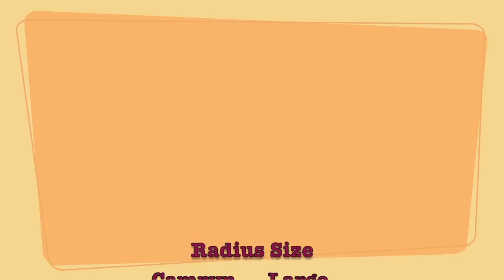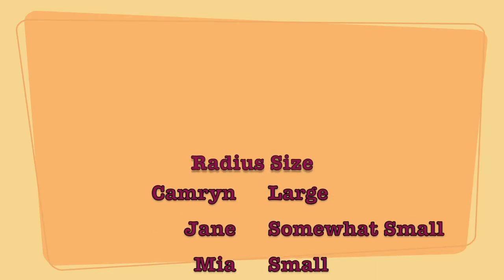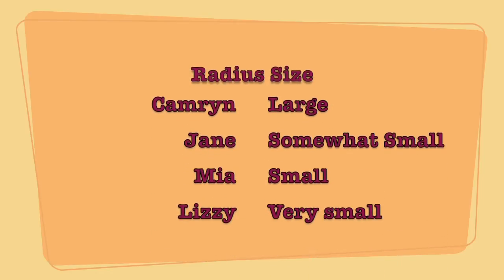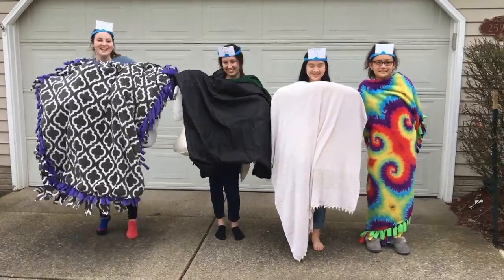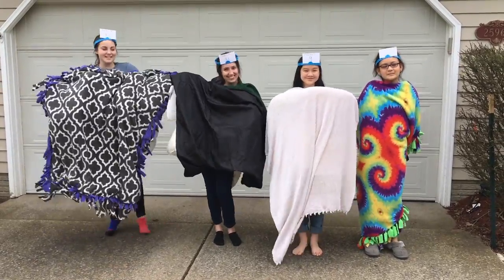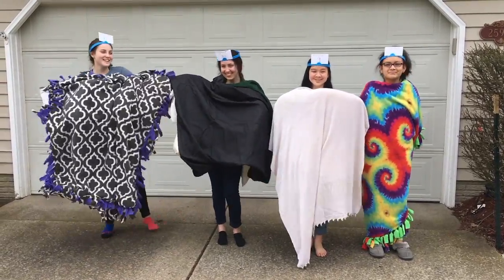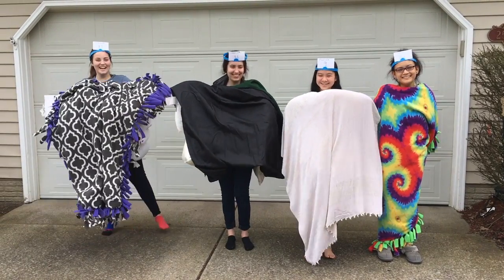We learned from the interviews that Cameron had a large atomic radius, Jane had a somewhat small atomic radius, Mia had a small atomic radius, and Lizzie had a very small atomic radius. If we line them all up, we can see the difference. Cameron has the largest atomic radius, and Lizzie has the smallest atomic radius.